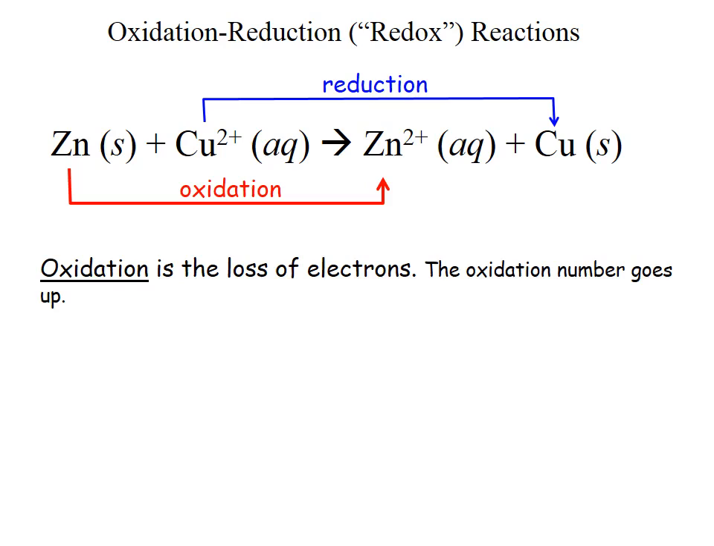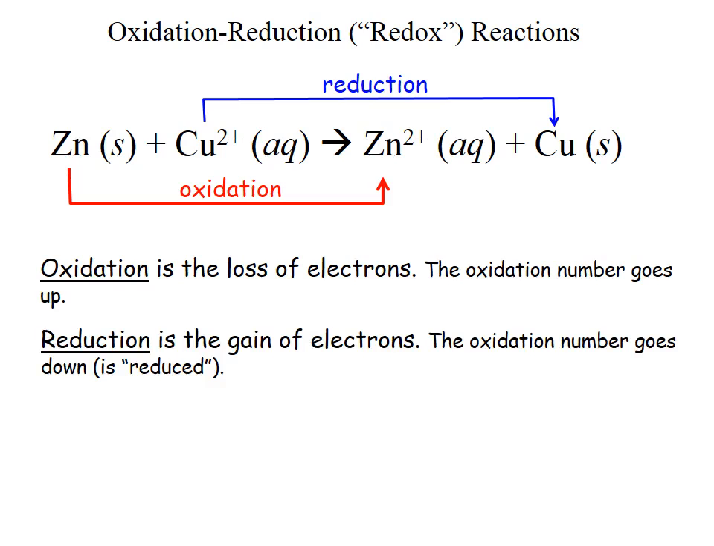Copper plus 2 forms copper solid. This is reduction. Reduction is the gain of electrons. The oxidation number goes down or is reduced. And so that's how I remember which one is oxidation and which one is reduction. Reduction, the oxidation number goes down or is reduced, and the other one is oxidation.